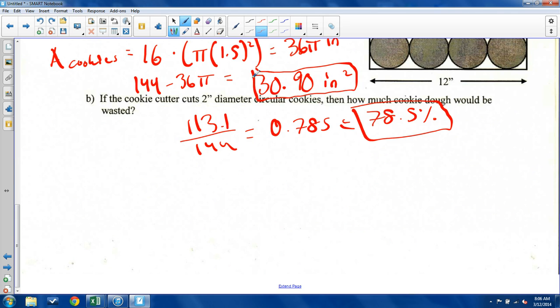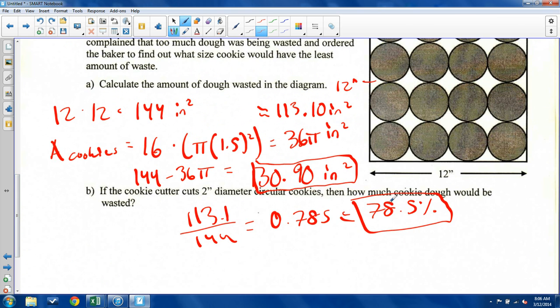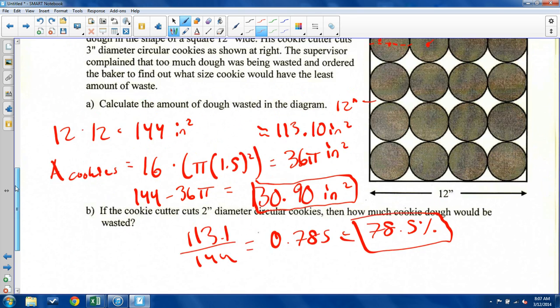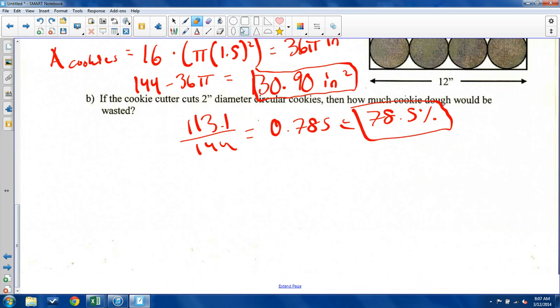Okay, so this was the answer you're looking for, by the way, 30.9. 78.5 was being used. I was just giving you a good idea of how you use percentages. Wink. Okay, if the cookie cutter cuts 2-inch diameter circular cookies, then how much cookie dough would be wasted? So what they're saying now is, I'll just do this myself down here.